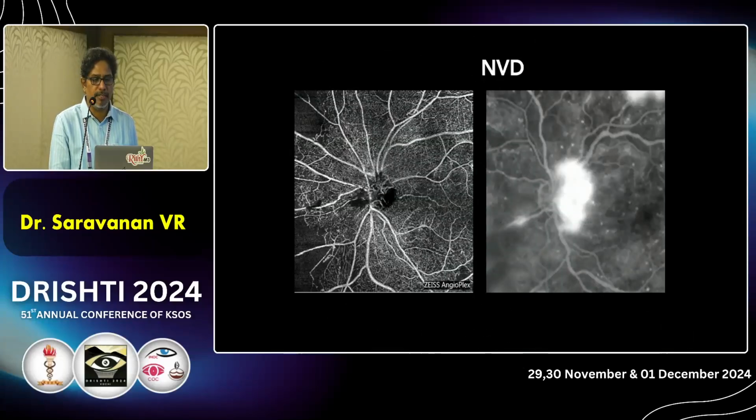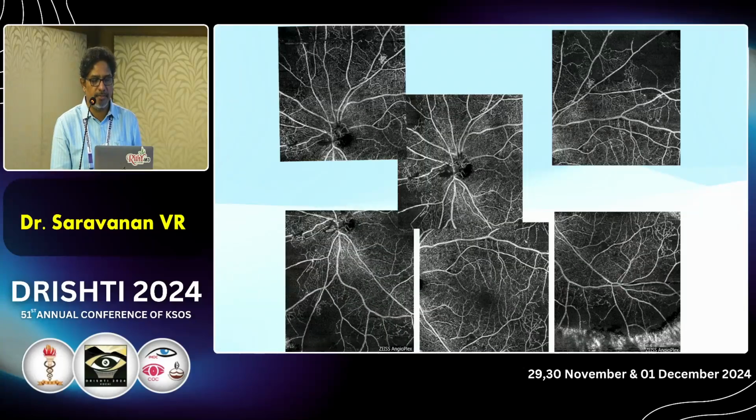Just showing the difference of how NVD looks in an OCT angiography, which you see on the left, and the fluorescent angiogram, which you see on the right. OCTA will only show the vessel, whether it is a new vessel or an IRMA. Sometimes you have confusion because at the disc we can easily identify it's an NVD, but if it's in the periphery, you'll always be confused whether it's an NVE or an IRMA. Whereas in a fluorescein angiogram, you can immediately identify it, as the leakage is very visible.